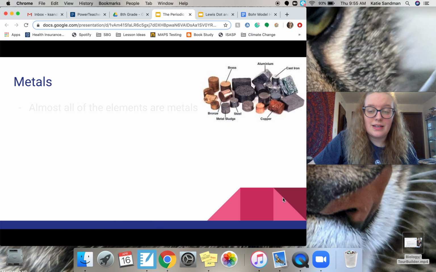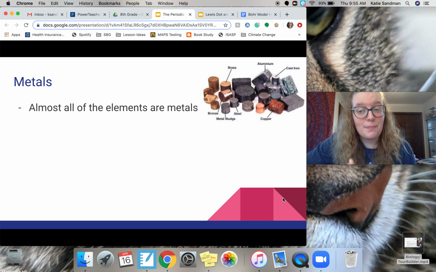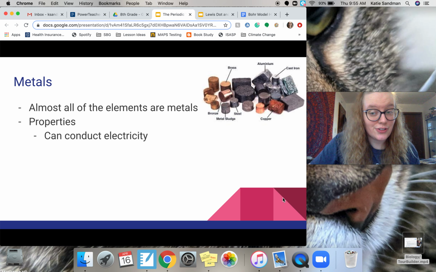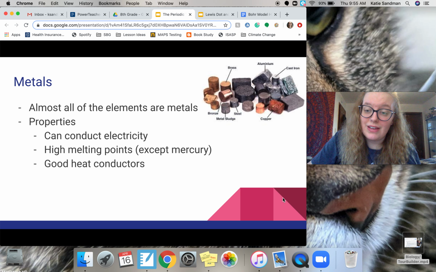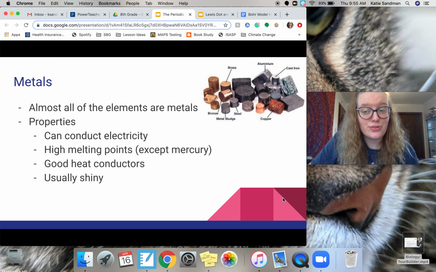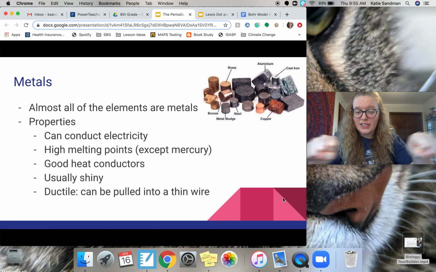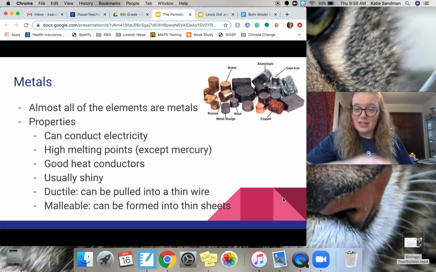Okay, so on our periodic table, like I said, we're going to talk about metals, nonmetals, and metalloids. On the periodic table, almost all of the elements are metals. Properties of metals include they can conduct electricity, they have very high melting points except for mercury. Mercury can actually just melt in your hand. They are good conductors of heat, and they are usually shiny. They are ductile, which means that they can be pulled into a very thin wire. And they are also malleable, which means they can be formed into thin sheets.